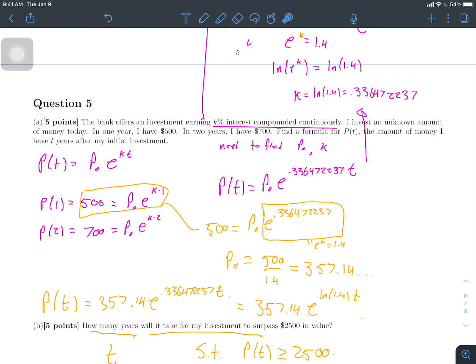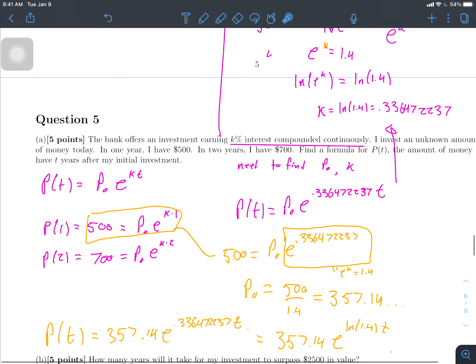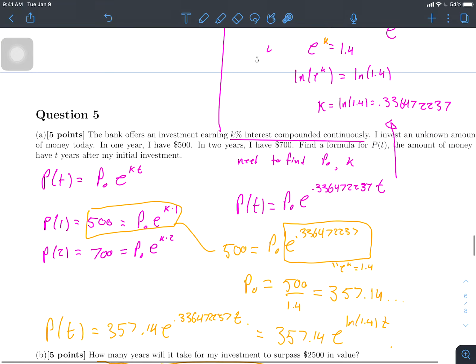Okay, so the very first thing that I would do solving this type of problem is write down the general form of the equation I'm after, which in this case, since I'm using continuous interest, is the continuous interest formula: P of T equals P0 times e to the kt. So what I need to do in order to solve this problem is to figure out what P0 is and what k is. Here's how I do that.